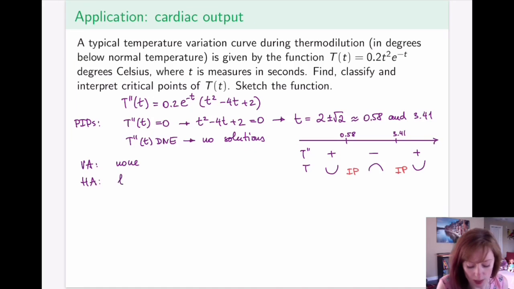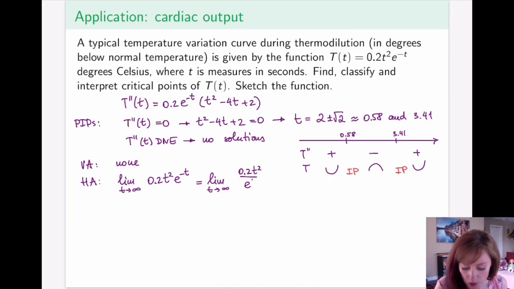And for horizontal asymptotes, remember that we always have to compute the limit as the variable goes to infinity of our actual function. So what happens in this case, let us rewrite e to the negative t as the actual reciprocal with the positive power, as it might be slightly easier to analyze. Okay, so I have an expression that looks like this.